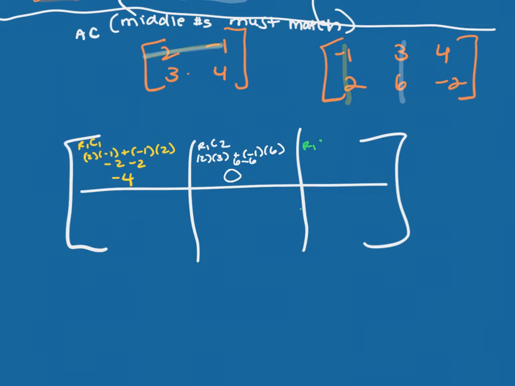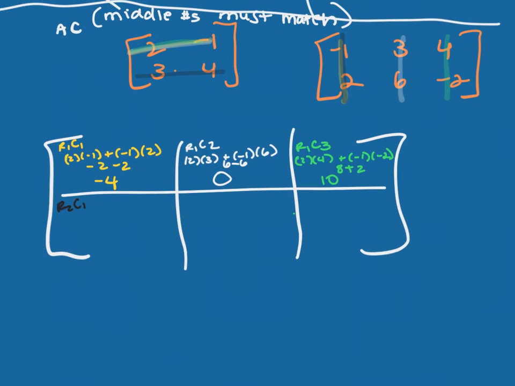Then I go row 1, column 3. And I get 2 times 4 plus -1 times -2, which is 8 plus 2, or 10. Then I go row 2. So this would be row 2, column 1. And I get 3 times -1 plus 4 times 2. -3 plus 8, which is 5.